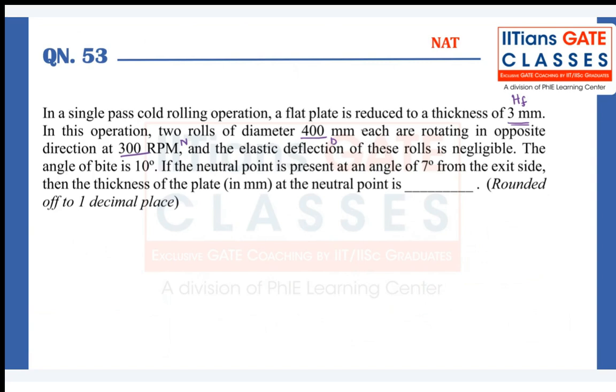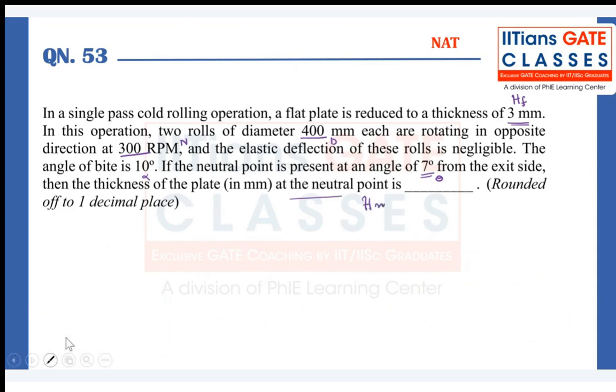Now here, the deflection of rolls is negligible. The angle of bite alpha is given, right. Neutral plane is present at an angle of 7 degrees. Sustaining angle theta is also given. So neutral point is present at an angle of 7 degrees from the exit side. Then the thickness of the plate at the neutral point. So what we need to find, guys? HN you need to find.